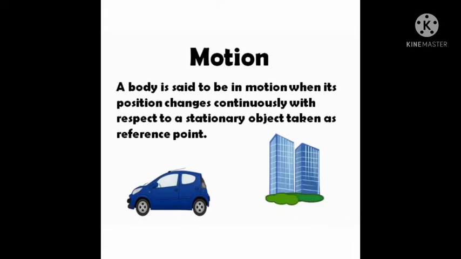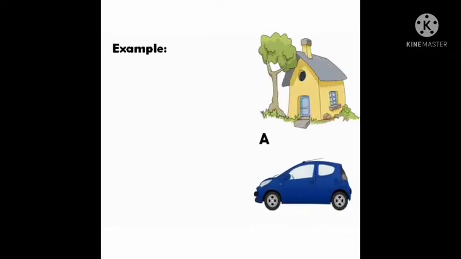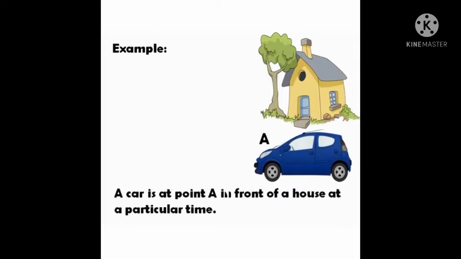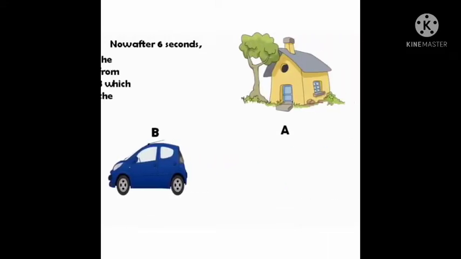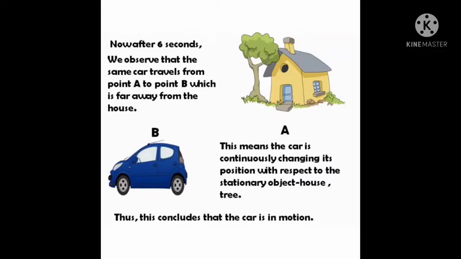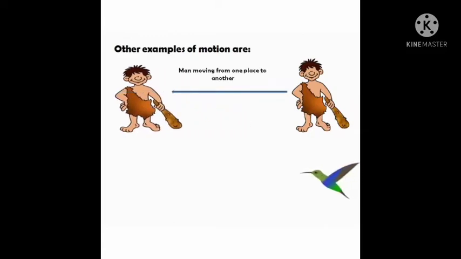Then what about motion? A body is said to be in motion when it changes its position continuously. The best example is a car. Initially the car is at A, now it came to B after 6 seconds. Like this, the person initially at A is now at B. A parrot also changes its position.